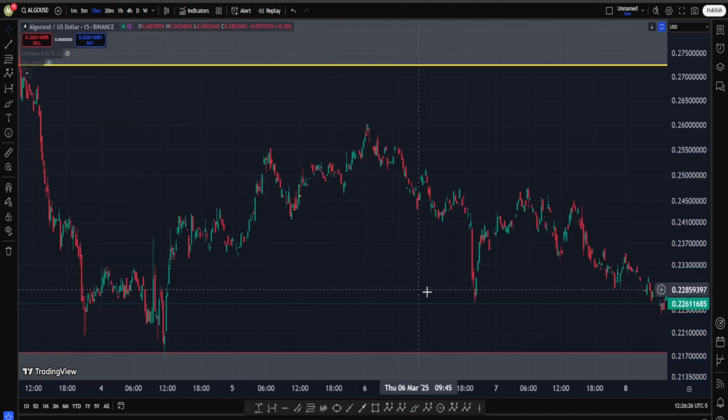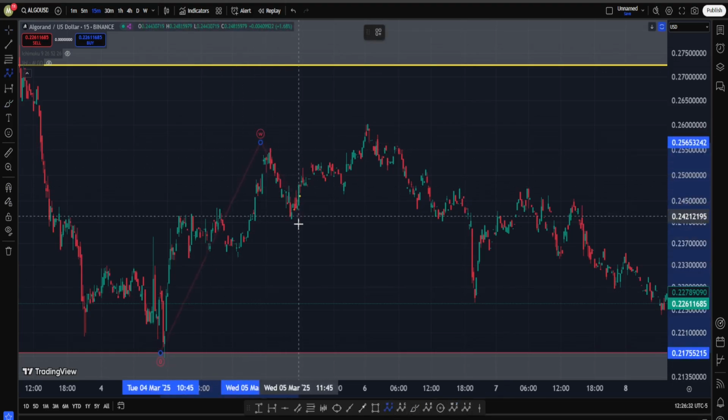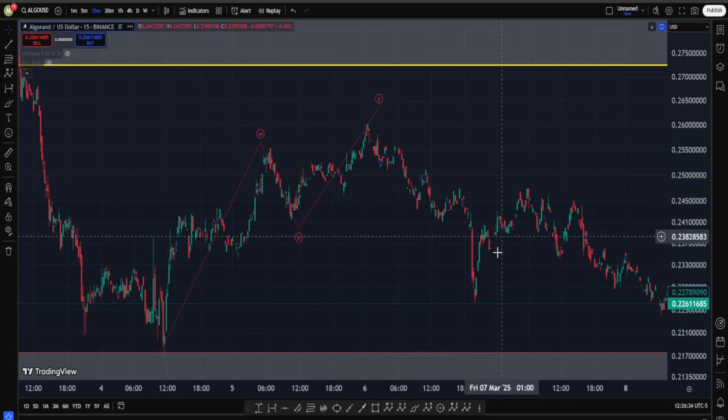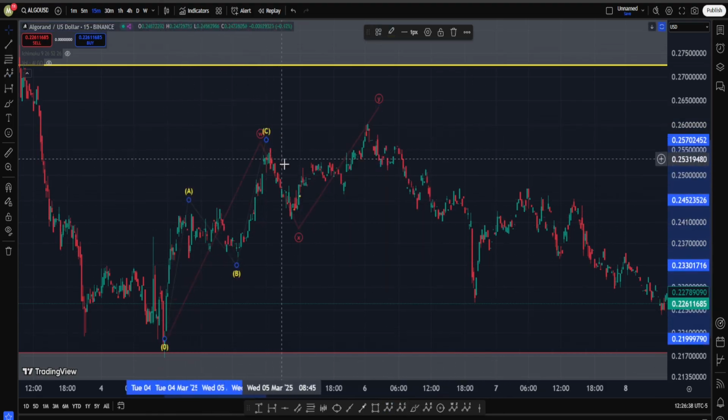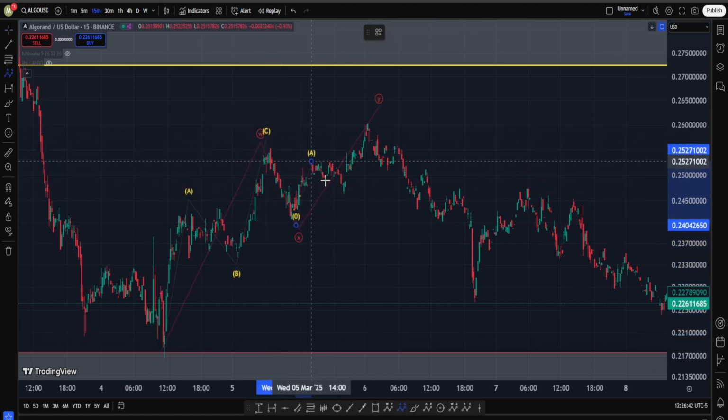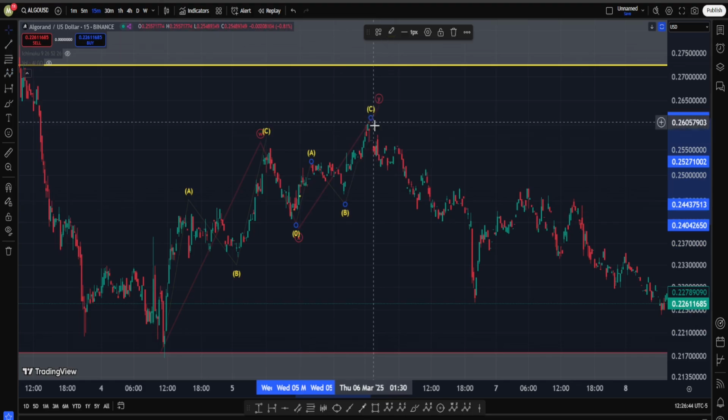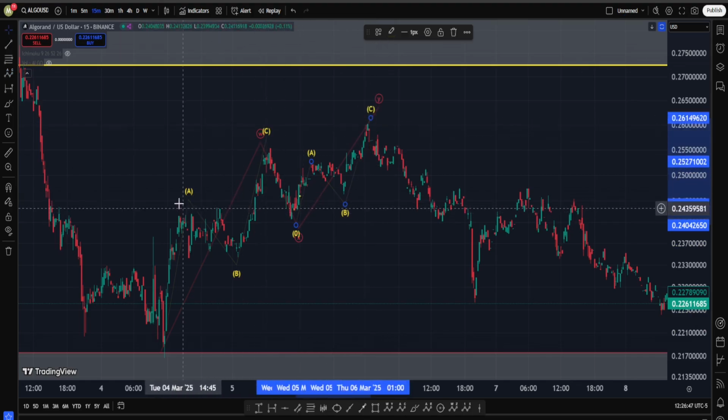My primary scenario suggests we are probably dealing with a WXY in this area, probably in the form of a double zigzag. And here is our first ABC on the upside into wave W, correction for wave X, and another ABC zigzag up into our wave Y. The structures, as you can see in here, unfortunately for a correction, are quite clear.